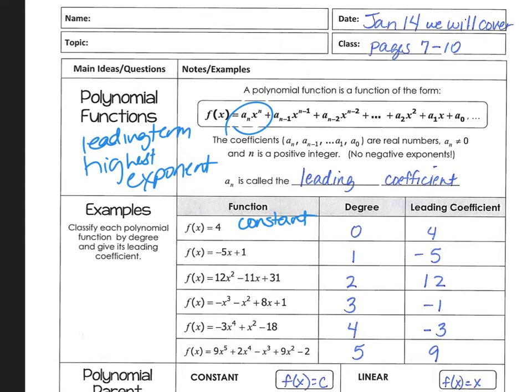All right, now let's look at the second one. Our highest exponent is 1, so it's first degree, which is also called linear. The leading coefficient here is -5. Coefficients never include variables, it's always just numbers. Okay, the next one has degree 2 because x squared is your highest term, so it's quadratic. And your leading coefficient is 12.